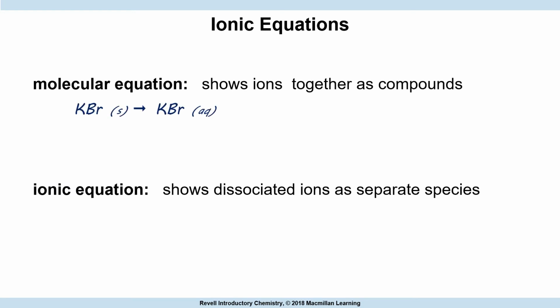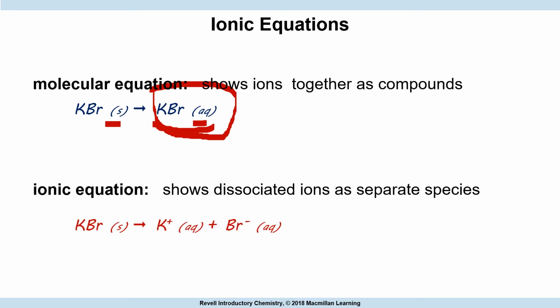Now, there are some ways that we need to think about this. Potassium bromide is a solid. If we dissolve that in water, we might show that as potassium bromide (aq), aqueous. We learned that. This is the solid. So we might show the ions together, but we know that really in the water these are dissolved as cations and anions. And we would represent that in what's called the ionic equation, which shows the dissociation of the two ions, the cation and the anion.